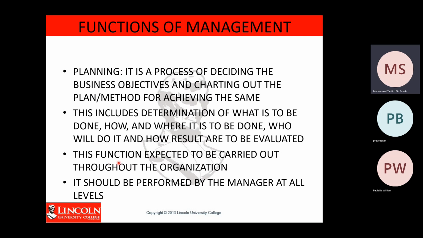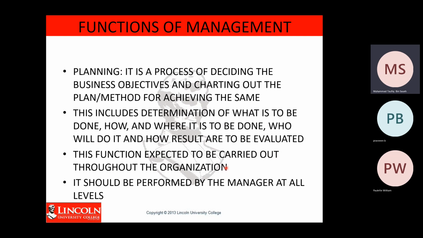This function is expected to be carried out throughout the organization. So the function of planning will happen from the top to the bottom. The top management will make their own planning, and then they pass it to the lower level. The lower level also will make their own planning. Why? Because the top management planning is for the whole organization, and as the plan goes down, it concentrates on every functional group in the organization. In an organization we have many functional groups: the technical team, the HR team, the sales team, the marketing team.